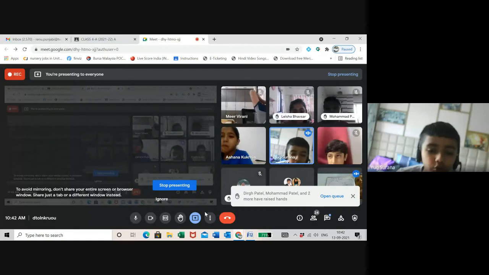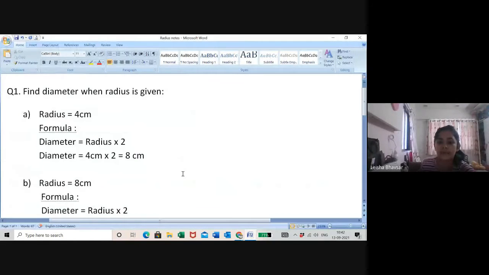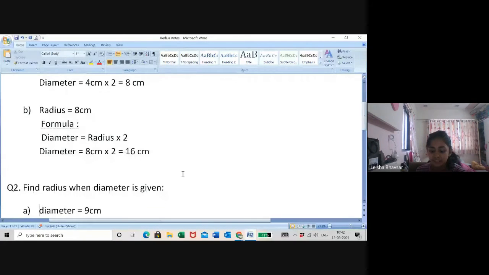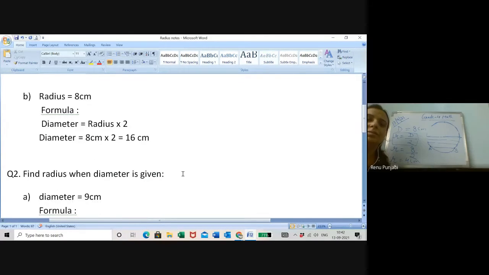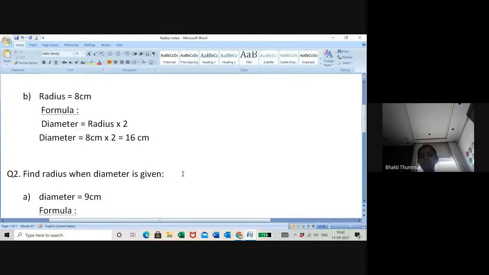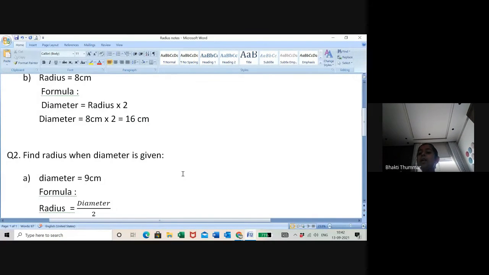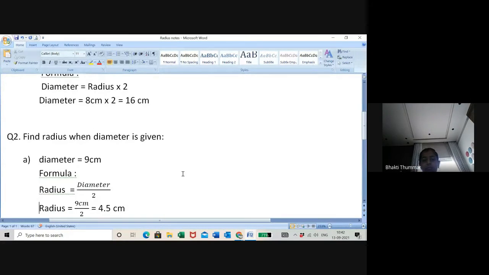Laisha, be ready. Ma'am, scroll down. Yes, ma'am. If the radius is 26, the diameter will be 52. Yes, Bhakti. Ma'am, the radius is 444 centimeter and the diameter will be 888 centimeter. Yes. Next, Rishik Bajaj.